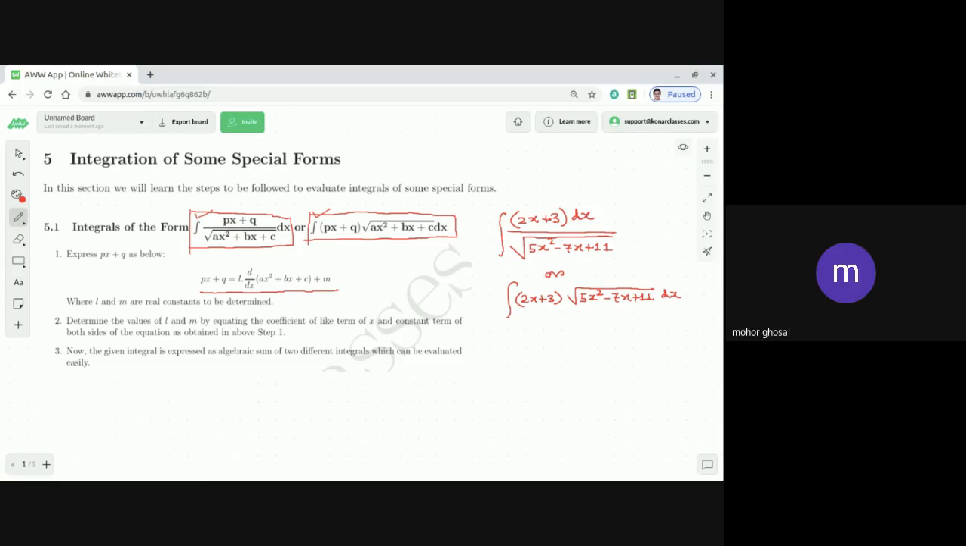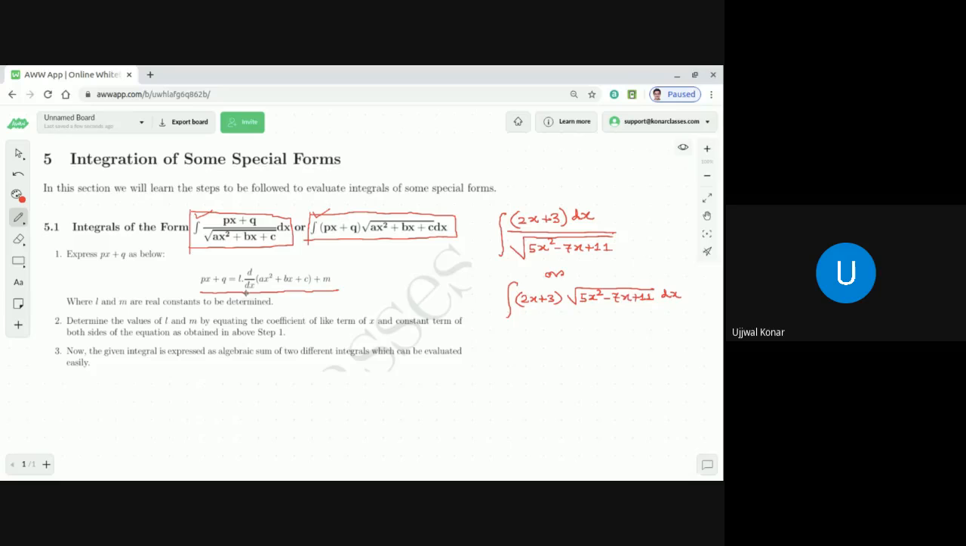Why so? You will understand. The moment you do it, you will get it, in a very simple manner, how we can get the first integration. So there will be two integrations. Now, why are we doing d/dx of ax square plus bx plus c? The advantage of doing this is that, and what are L and M? L and M are real constants, and we need to find these values.